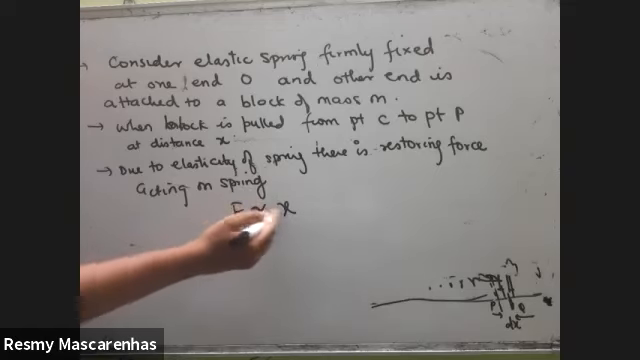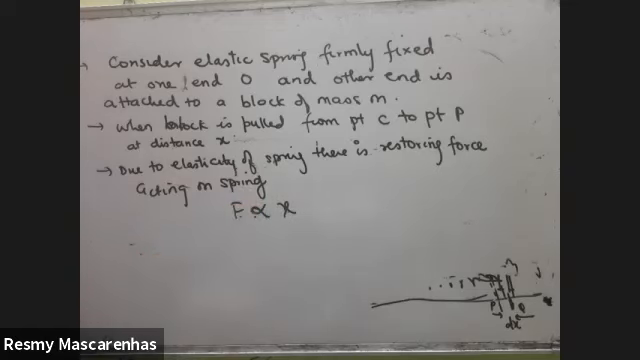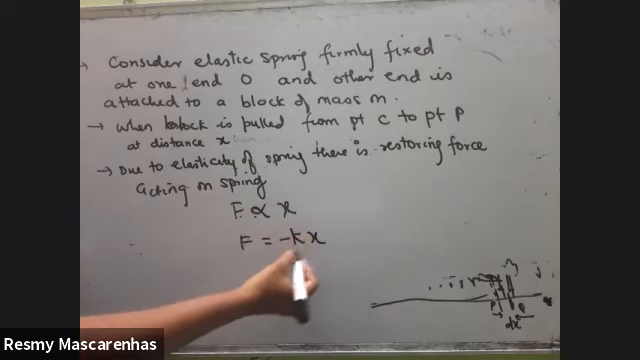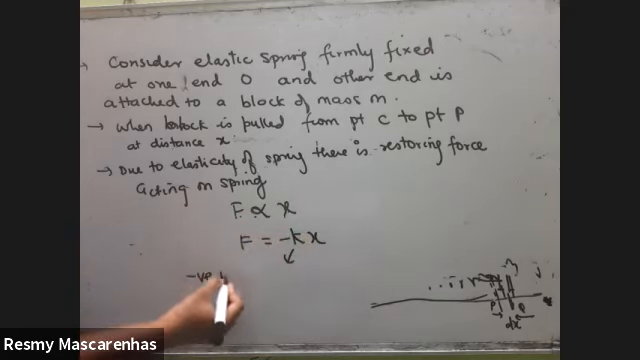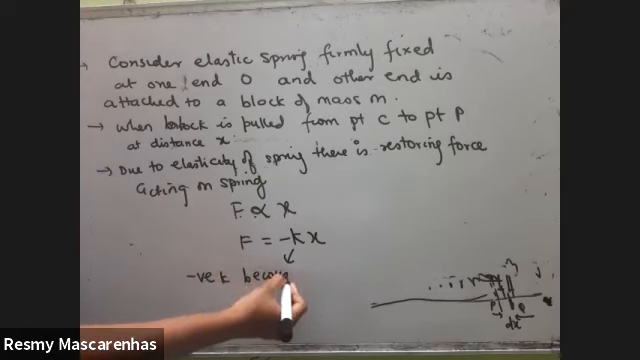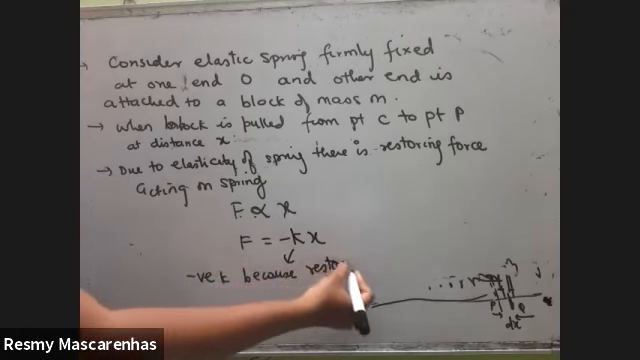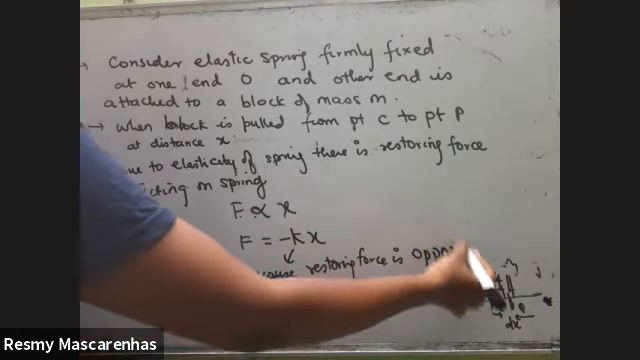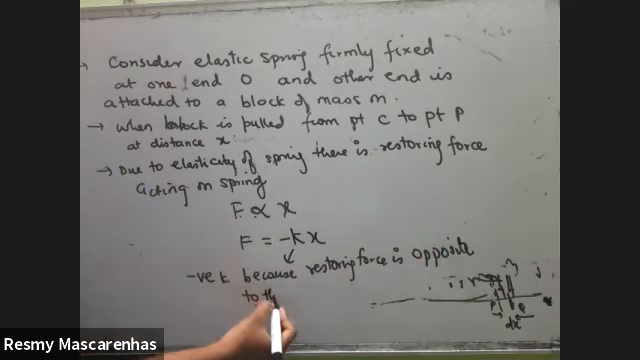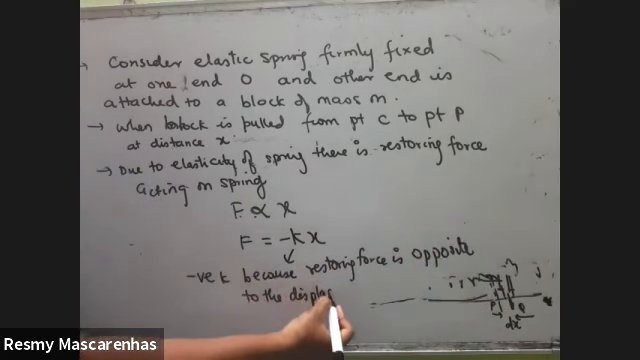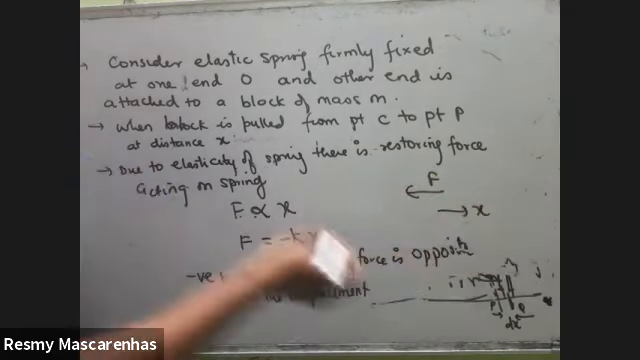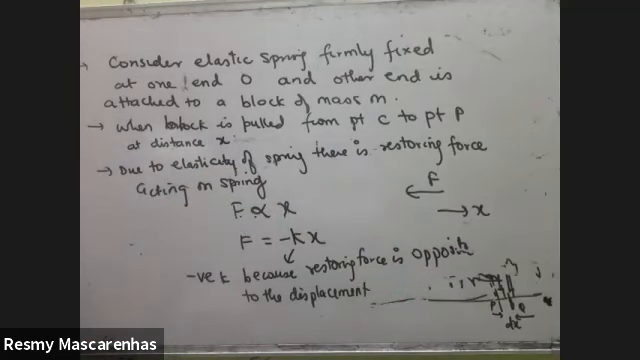Directly proportional means force is dependent on how much distance you are pulling the spring. So if I want to remove the proportionality sign, you can use it as minus K. Why negative? Negative K because restoring force is opposite to the displacement. Force is acting this side and spring is getting stretched this side. So that's why it is negative.